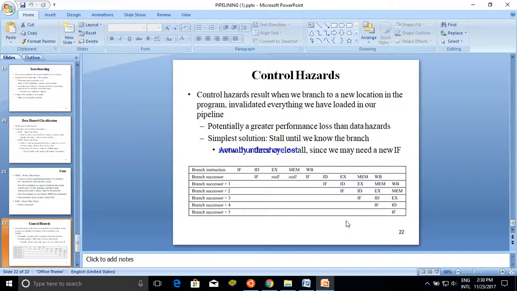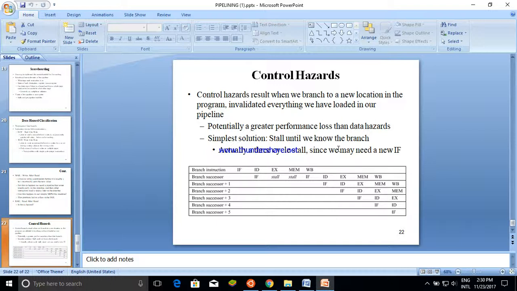Now the last but not the least is the control hazards. Control hazards are the hazards caused due to branching. Control hazards result when we branch to a new location in the program, invalidating everything we have loaded in our pipeline, potentially a greater performance loss than data hazards. So this is one of the important points. Which of the three hazards in pipelining causes the greatest performance loss? This is nothing but the control hazards.